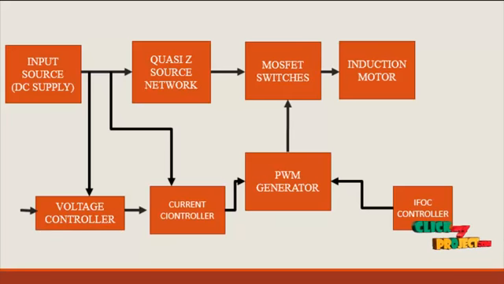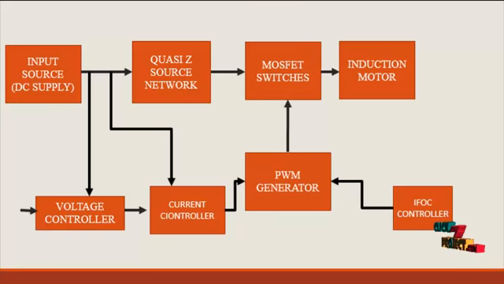And also the input source voltage is taken from the source and fed into the voltage controller. In the voltage controller it is compared with the reference value, then fed into the current controller, and also the current value is taken from the input side. That error value is compared in the current controller, then that is fed into the PWM generator.